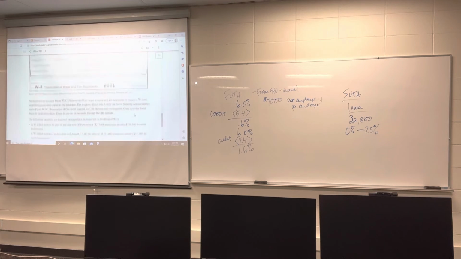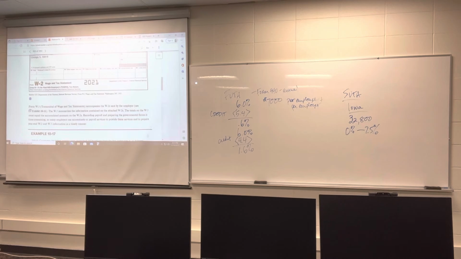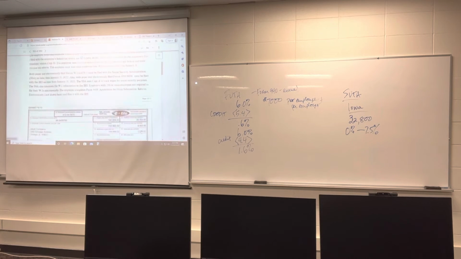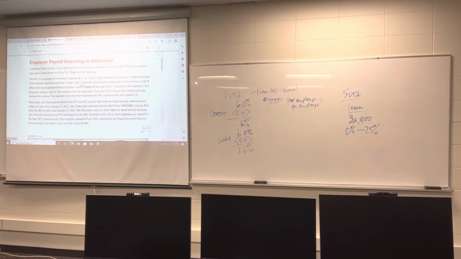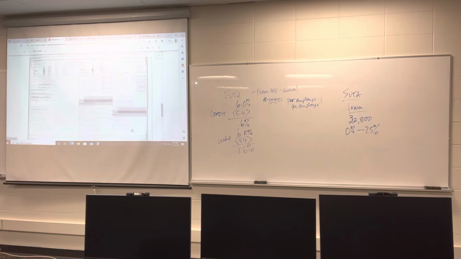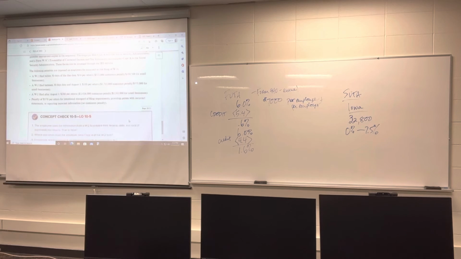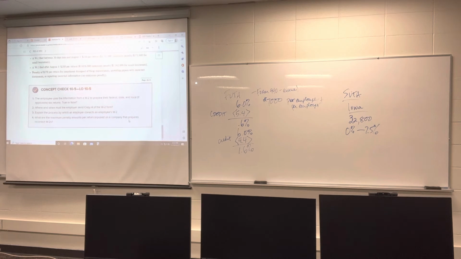Let's see. So W-2s are due to the employees by January 31st of the following year. And the W-2s and W-3s are also due to Social Security, the IRS, by the same date, January 31st of the following year. Of course, there are penalties if they are late, as with everything. If the employer made a mistake, there is a corrected W-2 that they can prepare.